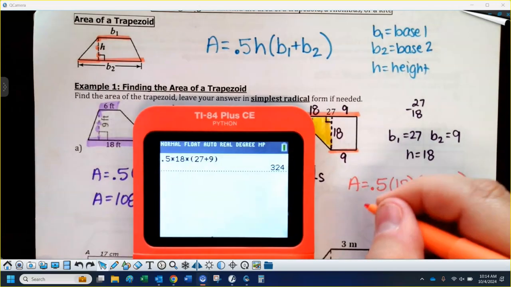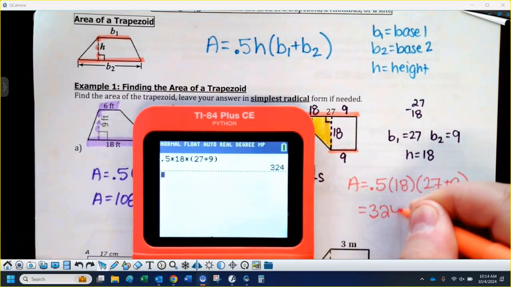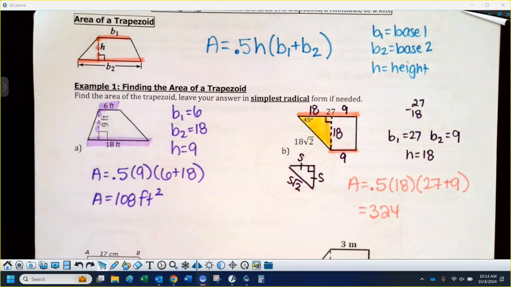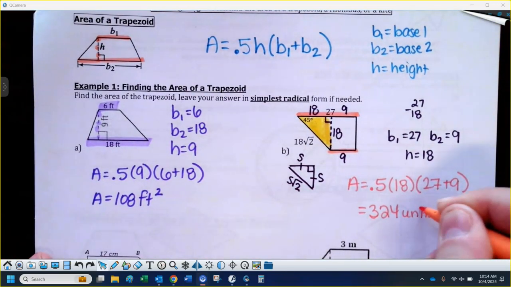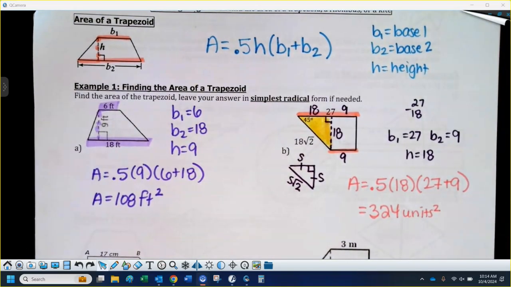It's not going to take you a long time. 324. Ooh, we didn't have any label on this, so I'm just going to call it units squared, since we don't have centimeters or inches or anything like that. Does anybody have any questions?